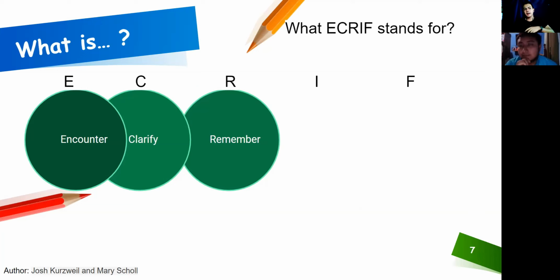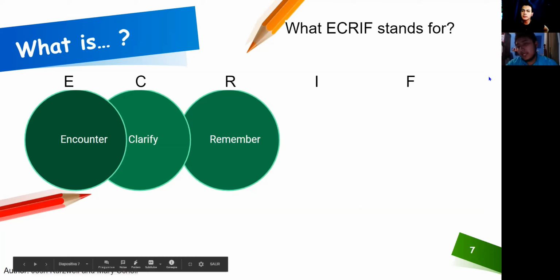Okay, so once we had questions in the encounter, we clarify the questions, the doubts that we have, then we remember about this thing that we just learned, the new knowledge or the new skill. Right, yeah, that's right. We want to remember all the process that we went through to get to this goal, to this action.